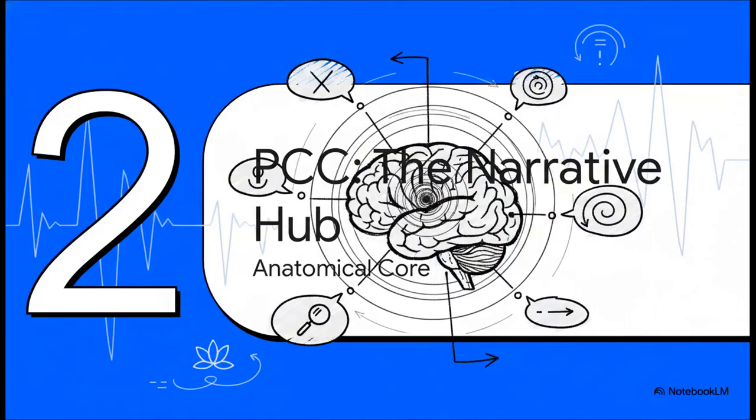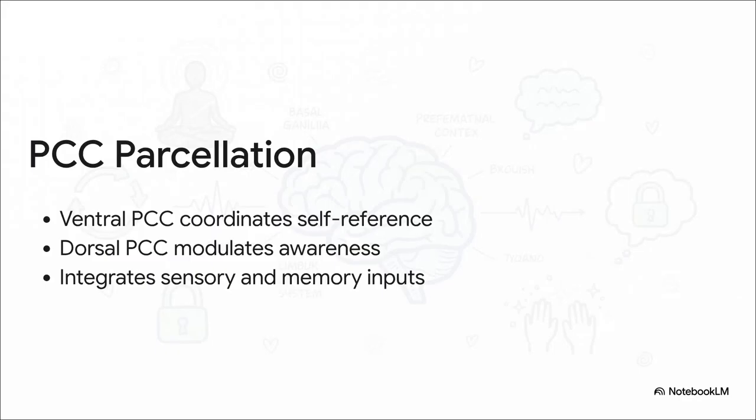Moving on to Section 2, the PCC as the narrative hub. Let's zoom in on the default mode network for a second. We absolutely have to examine its central posterior hub, the posterior cingulate cortex, or PCC. This is the anatomical core of the narrative self. Now, it's not just some monolithic structure, it's a highly parcellated region. The ventral PCC coordinates our autobiographical recollection, scene construction, and those core self-referential tasks. Meanwhile, the dorsal PCC is modulating involuntary awareness, physiological arousal, and environmental surveillance.